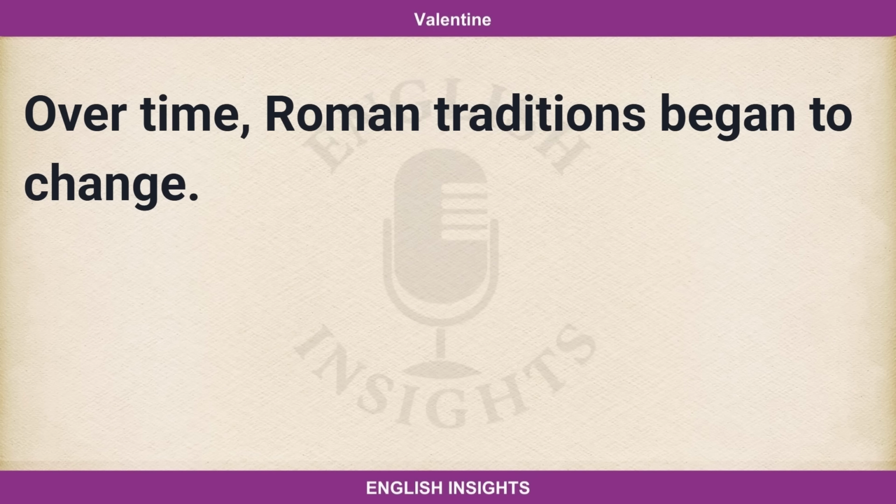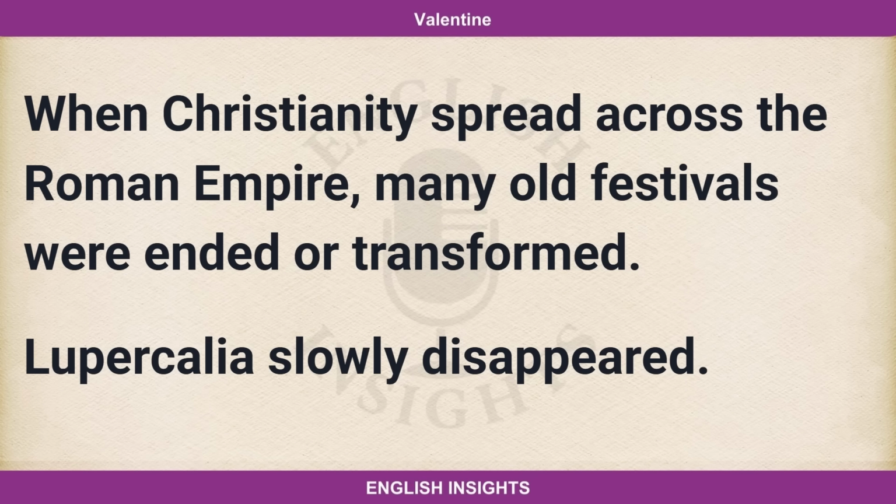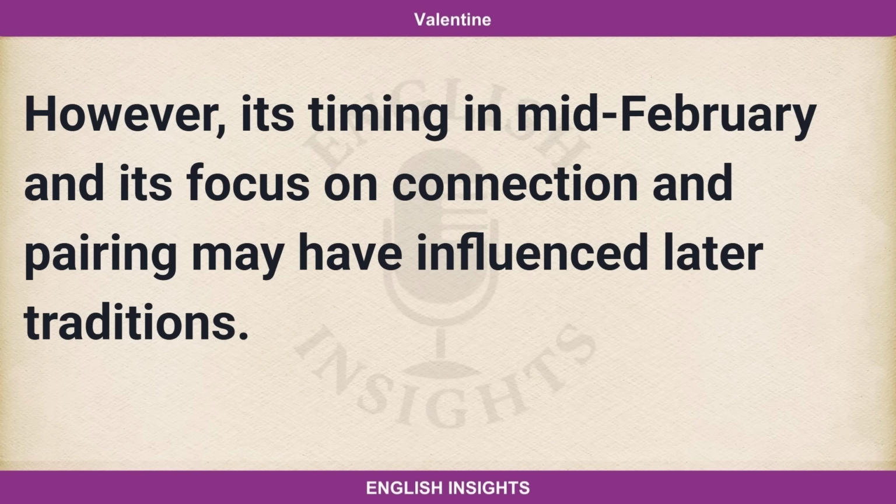Over time, Roman traditions began to change. When Christianity spread across the Roman Empire, many old festivals were ended or transformed. Lupercalia slowly disappeared. However, its timing in mid-February and its focus on connection and pairing may have influenced later traditions.